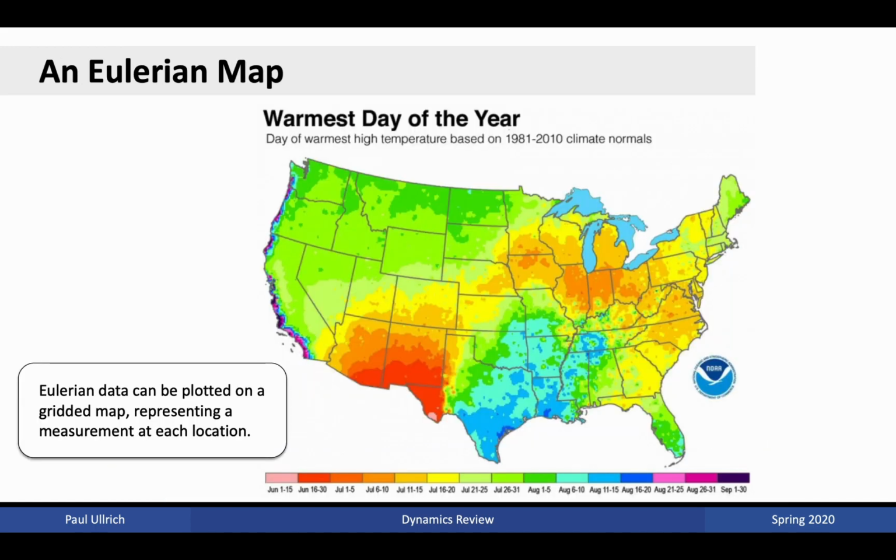The Eulerian frame can also be used to depict quantities on a map. If we take every point at which we have a measurement and lay that out on a grid, one can then get a snapshot over the grid of a particular field. In this case, this Eulerian map is showing the warmest day of the year from 1981 to 2010, accumulated from various measurements plotted on a gridded field.